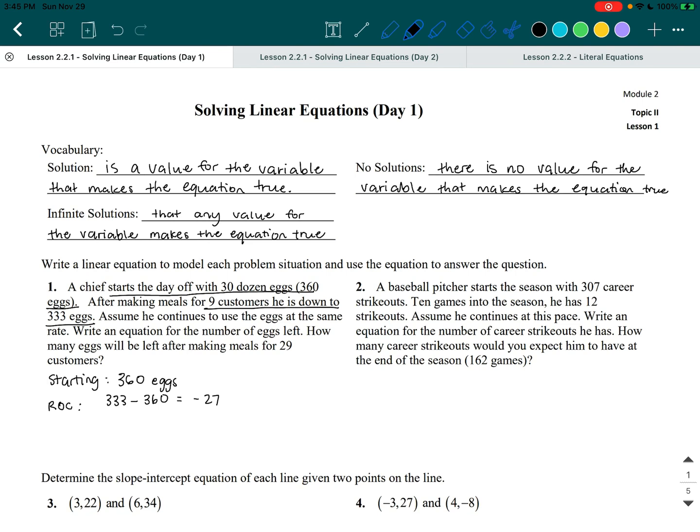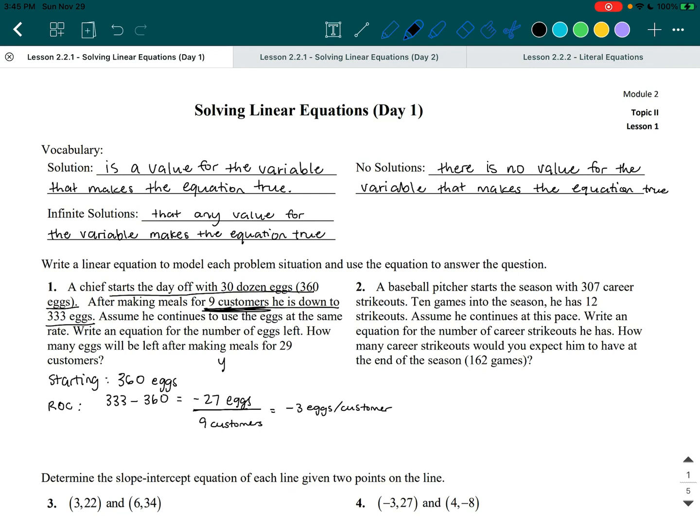Why is it a negative? Because he's using the eggs. Overall, you are losing eggs because you're using them up, so it's a negative number because the number goes down. So 27 eggs that he used, and you're going to divide that by the 9 customers he served. Rate of change is a division problem. It's going to be a fraction. You can simplify it, but you're going to divide it first. So negative 27 eggs divided by 9 customers gives us negative 3 eggs per customer. Okay, so that's our rate of change.